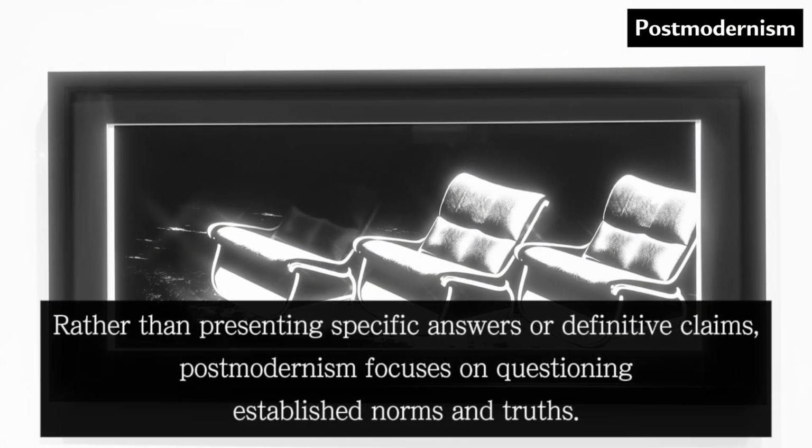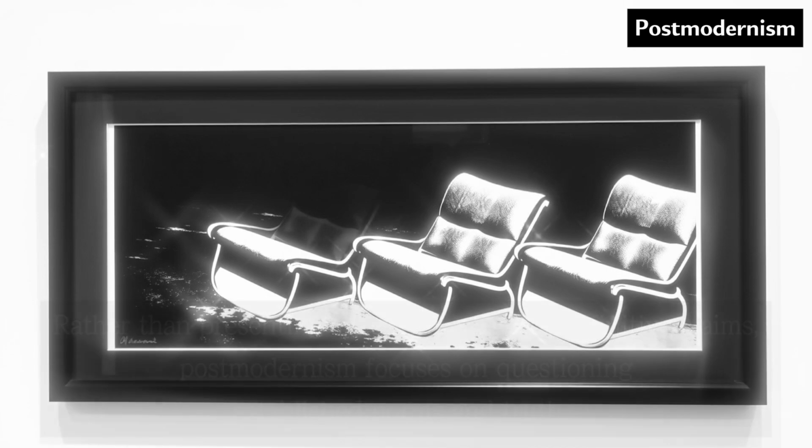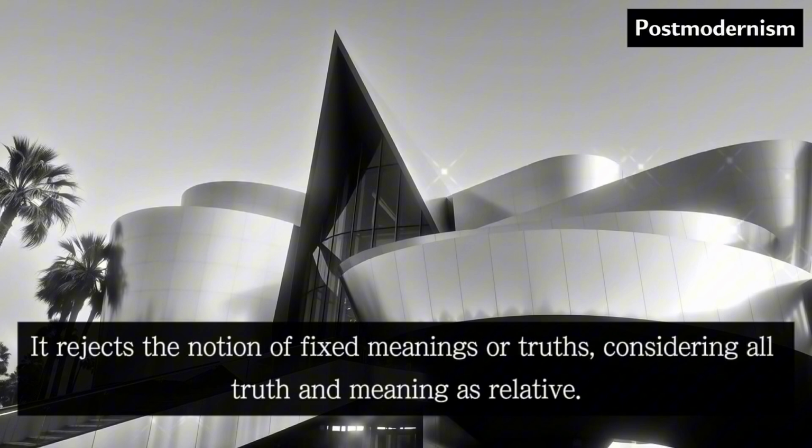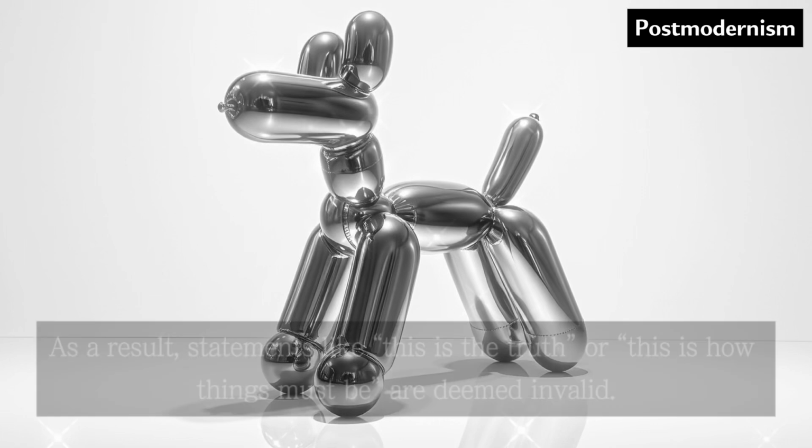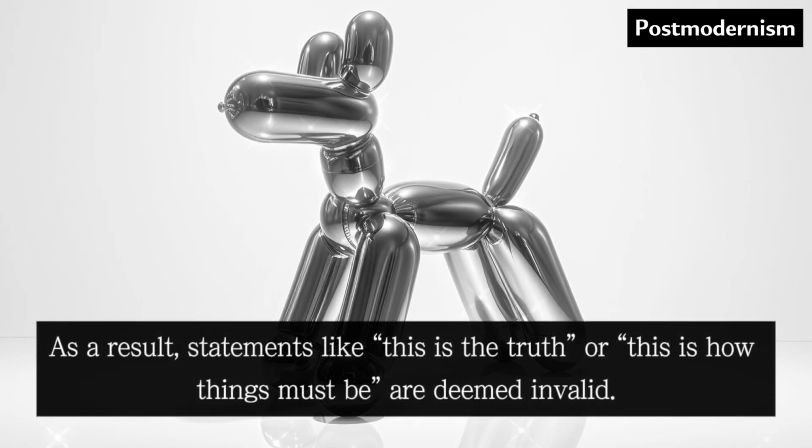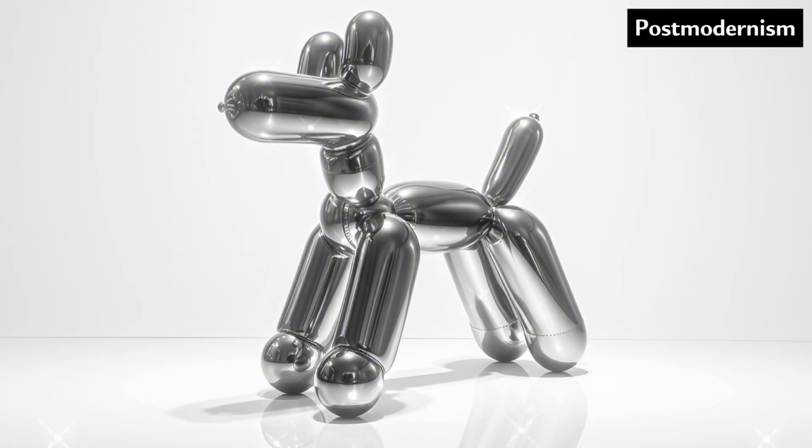Rather than presenting specific answers or definitive claims, postmodernism focuses on questioning established norms and truths. It rejects the notion of fixed meanings or truths, considering all truth and meaning as relative. As a result, statements like, "this is the truth," or "this is how things must be," are deemed invalid.